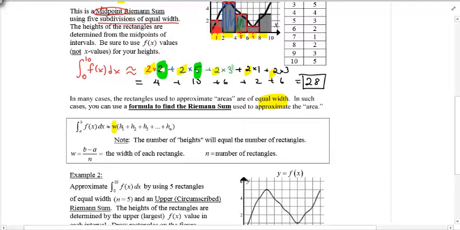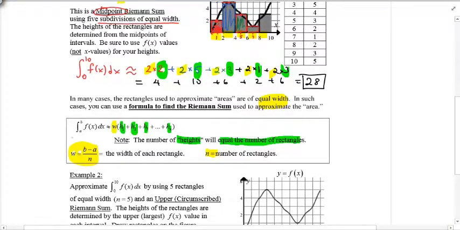See? Height, height, height, height, height. Note the number of heights will also equal the number of rectangles. So in our previous example, there were 5 rectangles, so there were 5 heights. And notice that the width, because they are equal, is always defined as b minus a, or the actual width of the entire definite integral, divided by n, which stands for the number of rectangles.